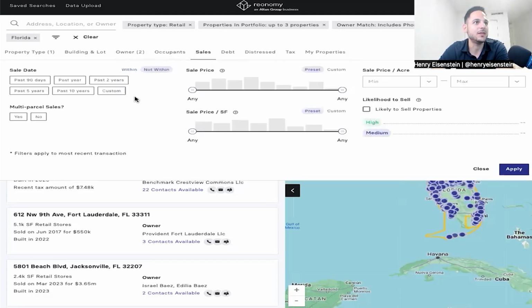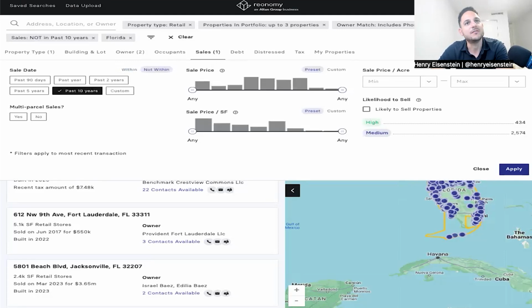Sales, again, not within the last 10 years. We're going to get down to 14,000. You can look at price per square foot. This would be a very lucrative option for you guys. Go down to like $100 a foot. Now within the last 10 years, could you imagine going down to 25 or 50 or 75 bucks in some of these markets? It'd be unbelievable. Let's say we do $100.